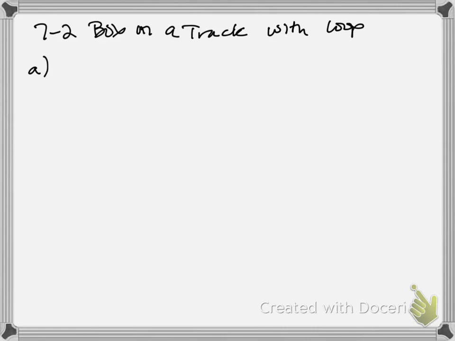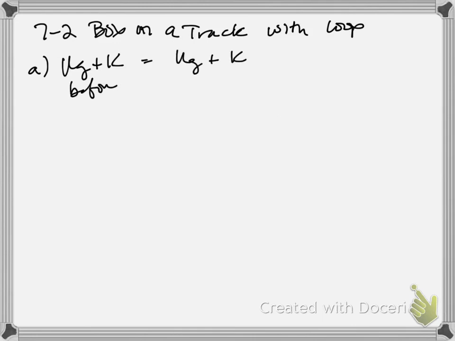So part A is a pretty straightforward conservation of energy question. Calculate the speed of the block when it leaves the track at point C. There's no friction anywhere on the track, so honestly, between point A and point C, it doesn't make any difference that it goes through the loop there. We just have to do total energy before is equal to total energy after.